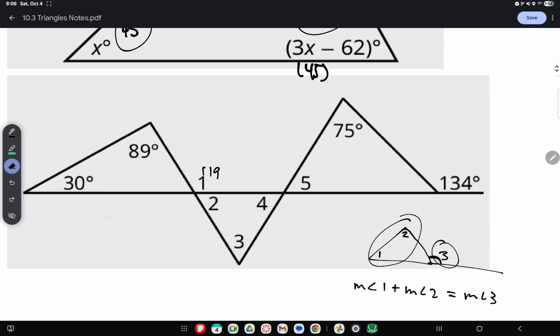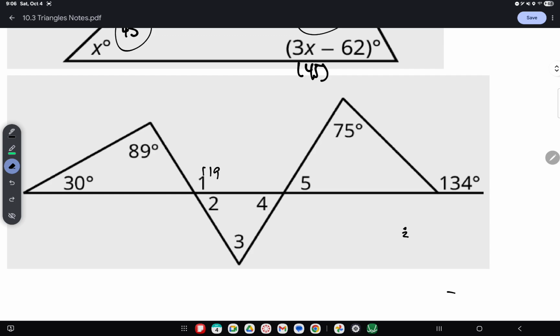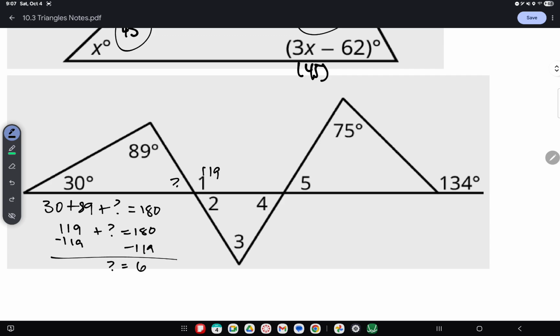If you don't remember this theorem, it's okay, because I can use a totally other relationship. This is a triangle here, so all three of these angles add up to be 180. So 30 plus 89 plus that question mark equals 180. 30 plus 89 is 119, plus something gives me 180. So 180 minus 119 is 61. So this question mark angle here would be 61.